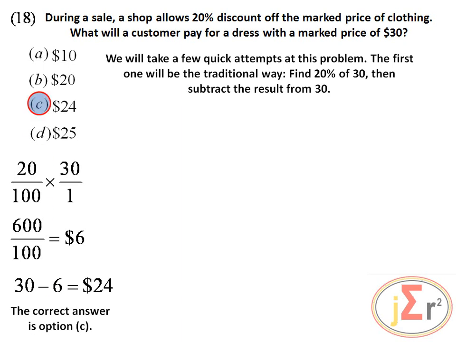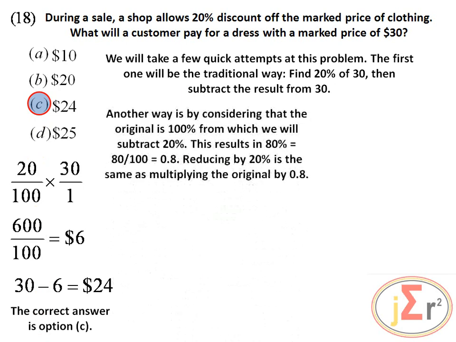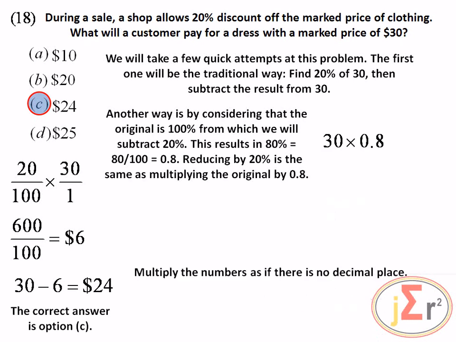Alternatively, what do we do? Another way is by considering that the original is 100%, from which we will subtract 20%. This results in 80%. 80 over 100, that is what 80% is, and that is equal to 0.8. Reducing by 20% is the same as multiplying the original by 0.8. So 30 multiplied by 0.8, and what do we do as usual?